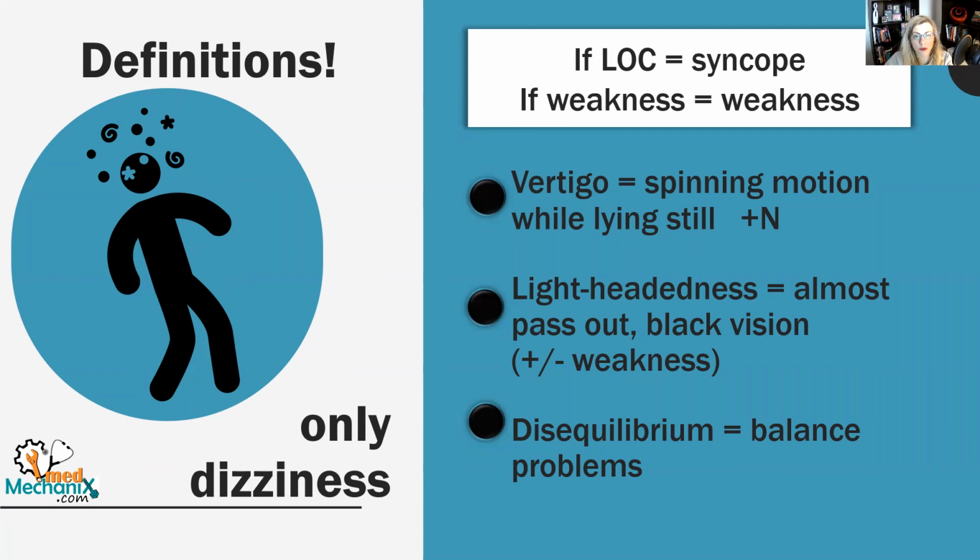When people say the word vertigo, they mean spinning, like the room is spinning around the patient. There's motion when they're still, and this usually leads to quite a lot of nausea, sometimes even vomiting. Lightheadedness is more of the syncope type, the almost going to pass out, their vision starts getting dark or black, and they may or may not have weakness associated with the lightheadedness. And finally, disequilibrium. Disequilibrium specifically refers to balance or coordination problems, where they feel like they're off balance or they don't know where their limbs are in space.